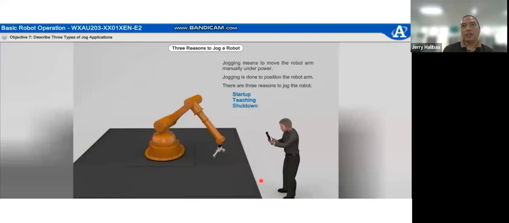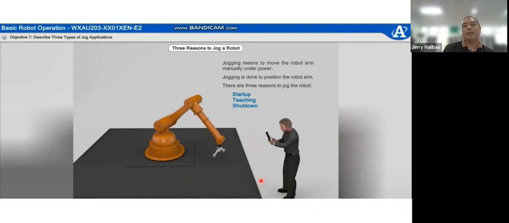So, dili siya under program. Siya gi-program. So, bali, jogging is also known as manual movement. So, kina-manual movement na ni mo yung mga robot. So, term man is jogging. Jogging is done to position the robot arm. So, ang mismong programming device, man yung ginagamit.